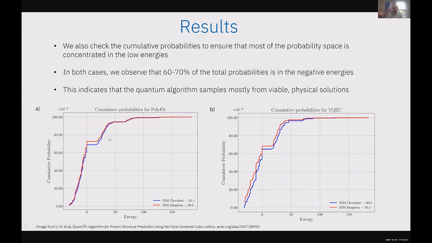And finally, we also wanted to see how the probabilities are accumulating. So these are the energies. This is the cumulative probability, and what you want to see is that most of the probability space is in the negative energies, because the positive energies cannot correspond to any realistic solutions, since the free energy should be negative in this case. One thing, of course, is you're going to have these noisy solutions, but almost 60 to 70% of the probability space was on the negative side. So that means that we are sampling from the correct part of the probability space.